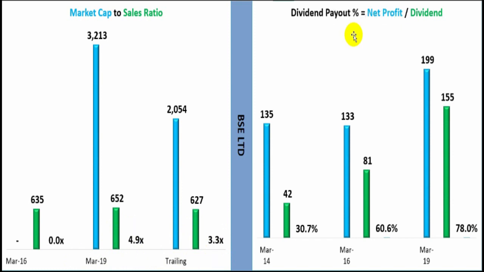Dividend payout, as we earlier observed in the company's profile analysis, was very high at around 91%. In March 19, out of the net profit of 199 crores, the company paid out 155 crores as dividend, which works out to a very high percentage of 78. Even in 16, almost 60% of the profits was distributed back to the shareholders. In 14, it was 30%. So throughout, we can see a very substantial portion of the profits being given out back to the shareholders.